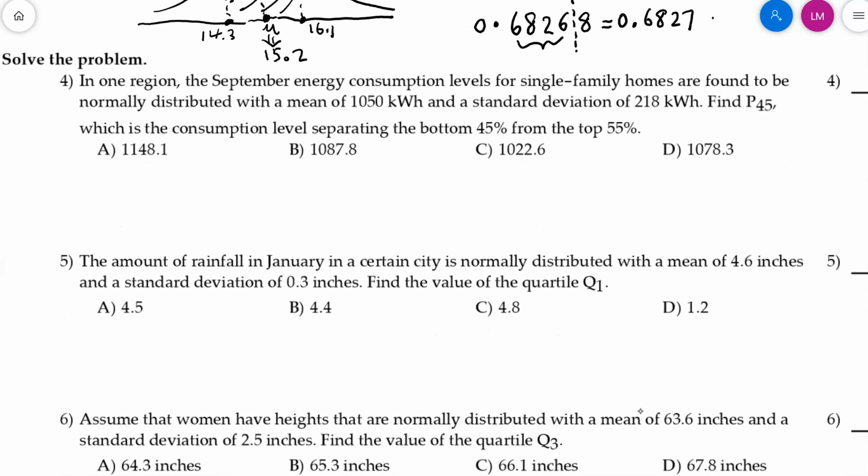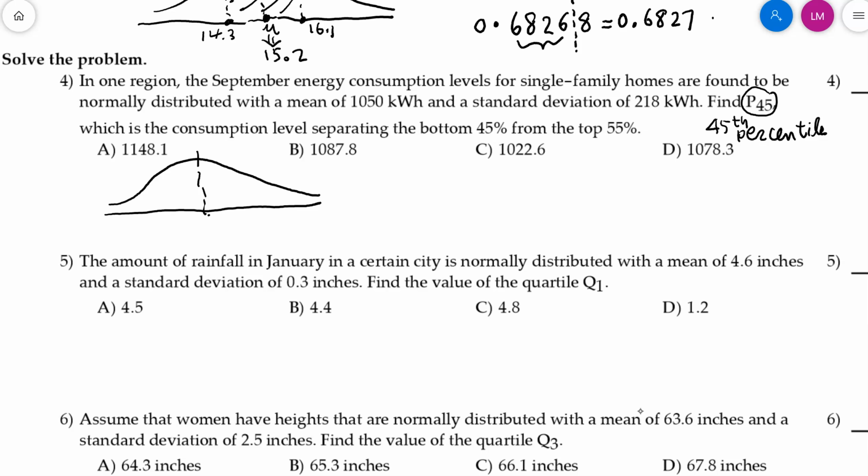In one region, the September energy consumption levels for single-family homes are found to be normally distributed with a mean of 1050 and a standard deviation of 218. Find P45. What is the meaning of P45? This is the 45th percentile. Okay. Meaning 45% is below you. 55% is above you. So if I draw some picture, okay, since this is 0.5, this is also 0.5.